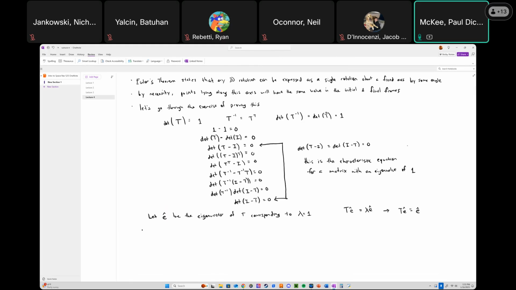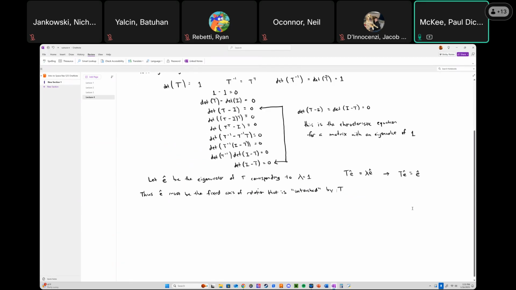Let's bring it in for a landing here. Thus, E must be the fixed axis of rotation that is untouched by T. All right. So that just proves to us that there is such a thing as this untouched axis.